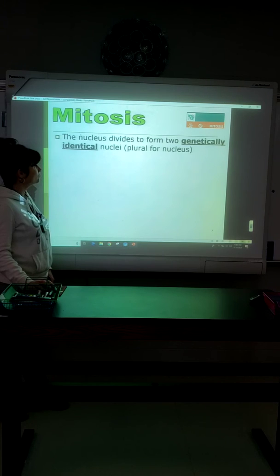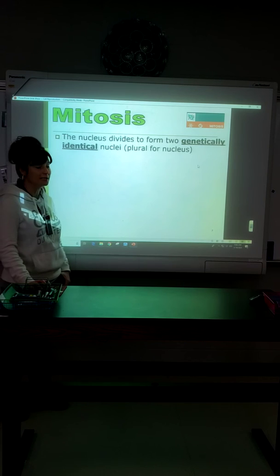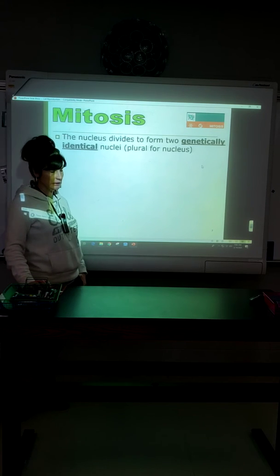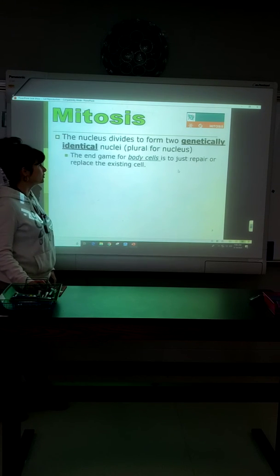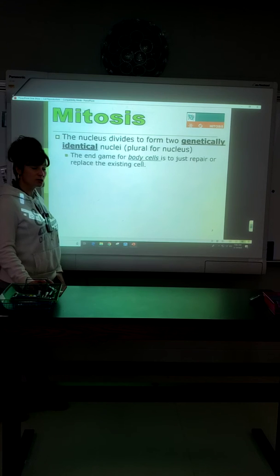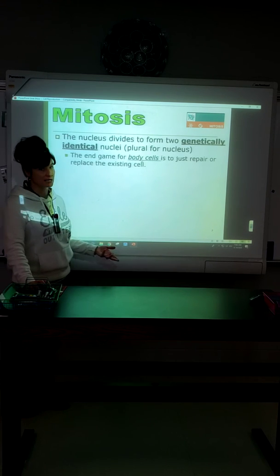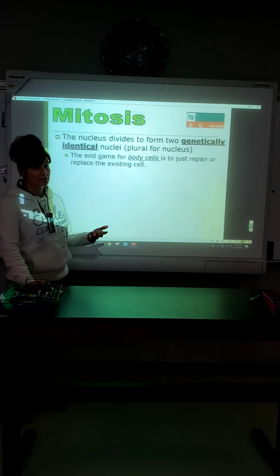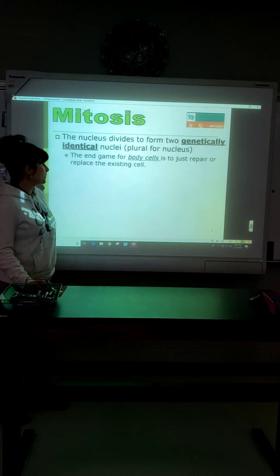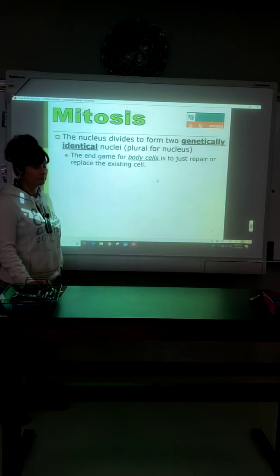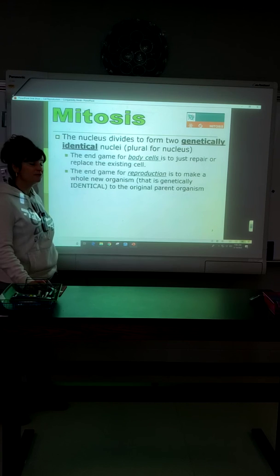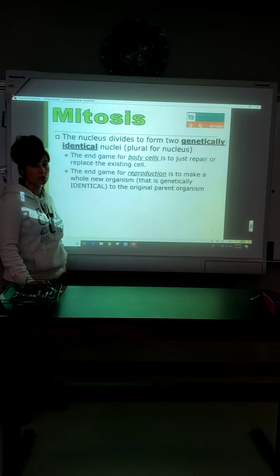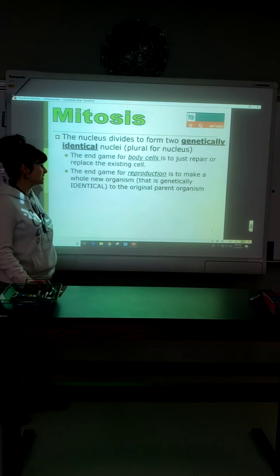So during mitosis, the nucleus is going to divide to form 2 genetically identical nuclei, which is the plural form of the nucleus, kind of a weird plural version. And so there's 2 different end games. The end game for a body cell, which was everything except for those sex cells, is just to repair or replace that existing cell. But the end game for reproduction for certain plants and organisms is to make a whole new organism that is genetically identical to the original parent.